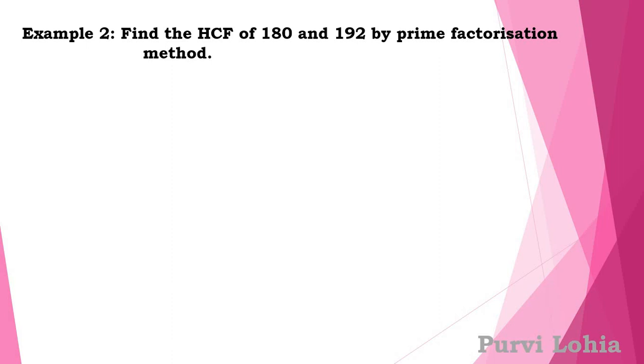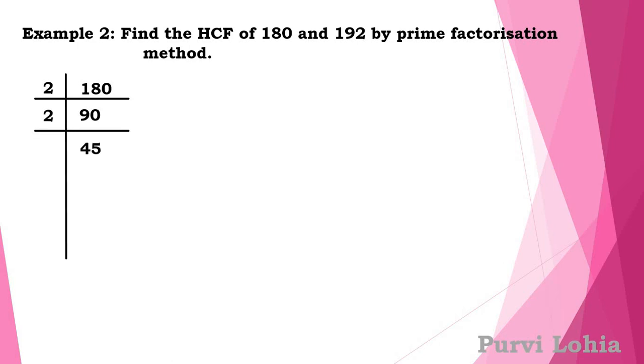So let us factorize these two numbers. 180. So it will be factorized like this. 2 to give 90. Again 2 to give 45. Is it divisible by 2? No. Is it divisible by 3? Yes. 15. Again 3, it will give 5, and again it will give 5 to give 1. Okay, 192.